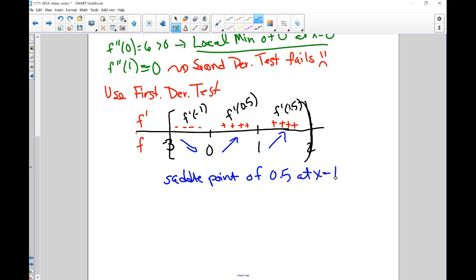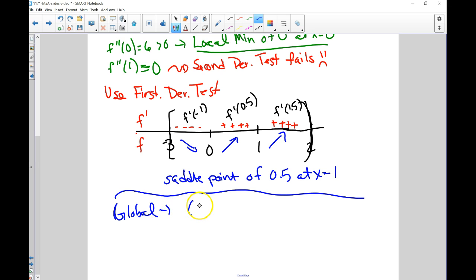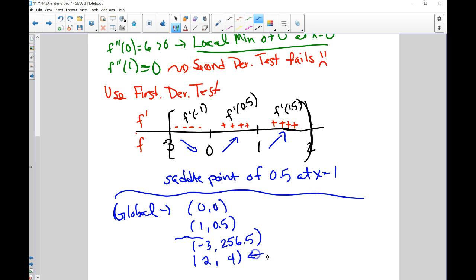Okay, now, so I've classified my local extrema. For globals, I need to make a list of the x,y pairs of my critical points, and then the endpoints. So -3, this ends up being 256.5, and 2, 4. This is exclusive though.